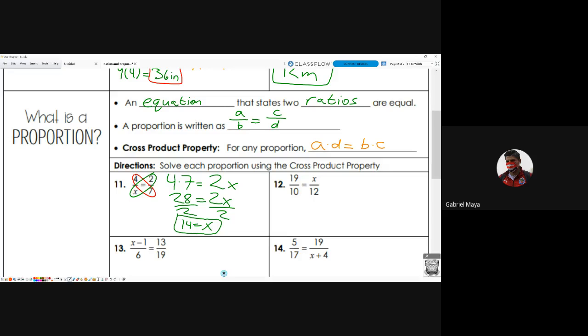I'm going to erase this up here just for some clarity. All right, now let's do number 12. No, I don't think I need to do number 12. You guys can do number 12. So who would like to do number 12? Any volunteers?